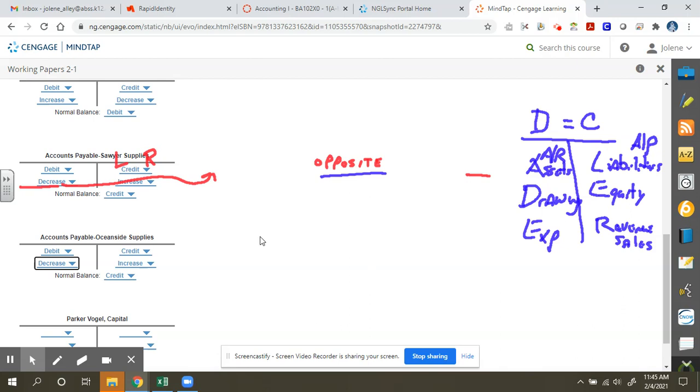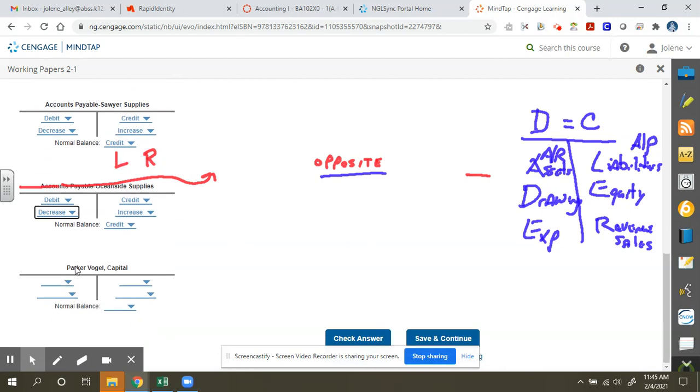And if it's an equity account, which is what we have next, the capital account, whenever you see the person's name, Parker Vogel, in capital, this means this is the owner, Parker Vogel, and the capital account is his equity account or her equity account. I don't know if Parker is a girl or a boy. Well, we know for sure debits go on the left, credits go on the right. And this tells me over here that equity is a credit account. A credit account increases on the credit side. It has a credit normal balance, which means it decreases on the other side.